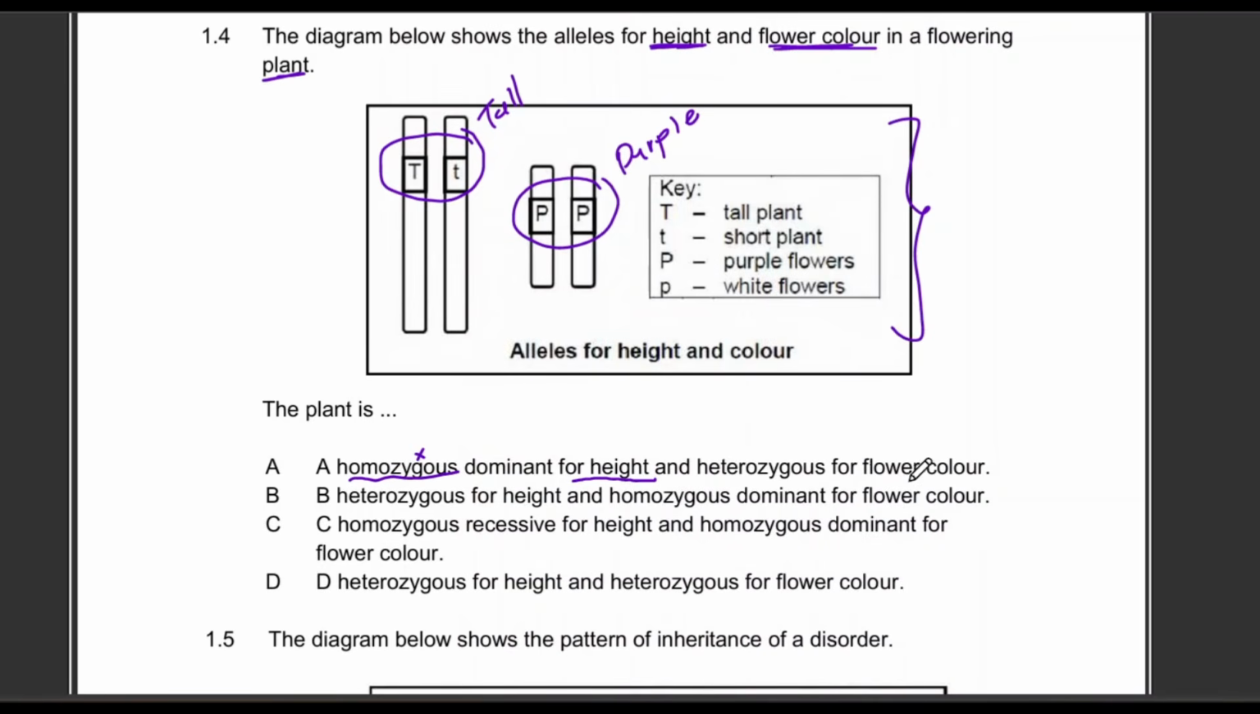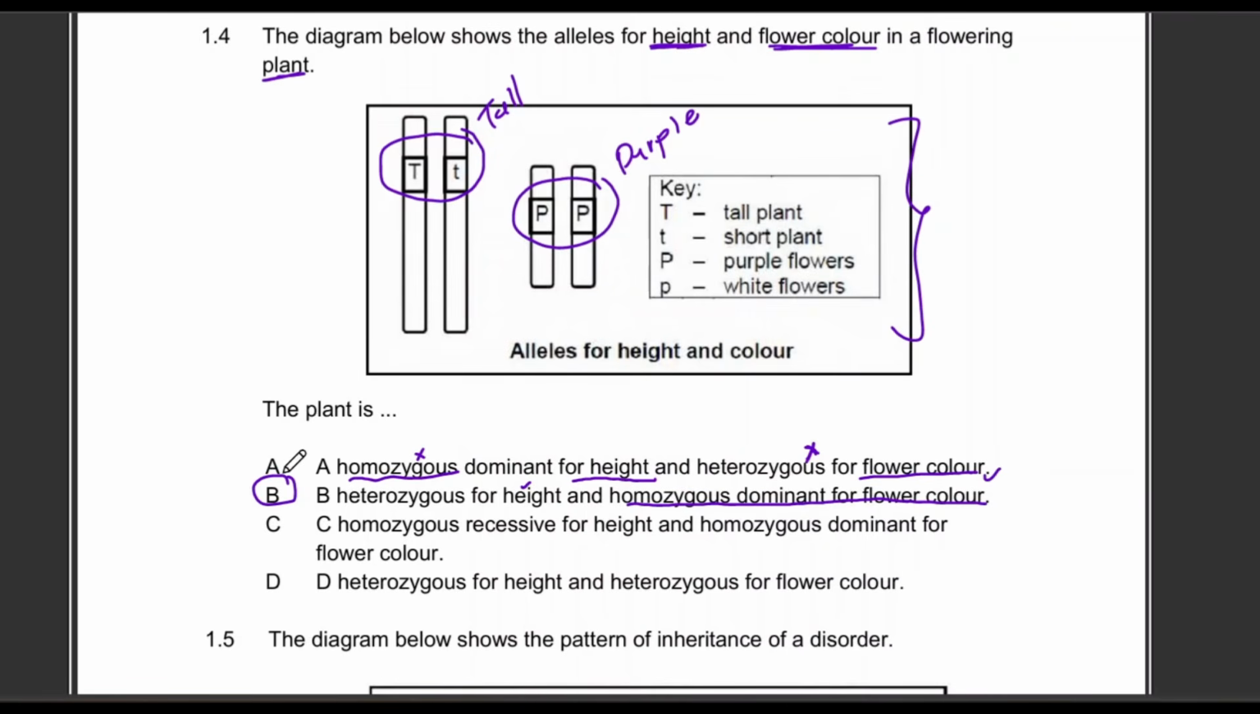And the heterozygous one for a flower color, this one will also be incorrect. It's making it incorrect because we can see that this is homozygous dominant actually. It's capital letter P for both chromosomes. So B, let's see for option B, a heterozygous for height. Okay, this part of the statement is correct. And homozygous dominant for flower color. This is actually correct. So our correct answer is B.